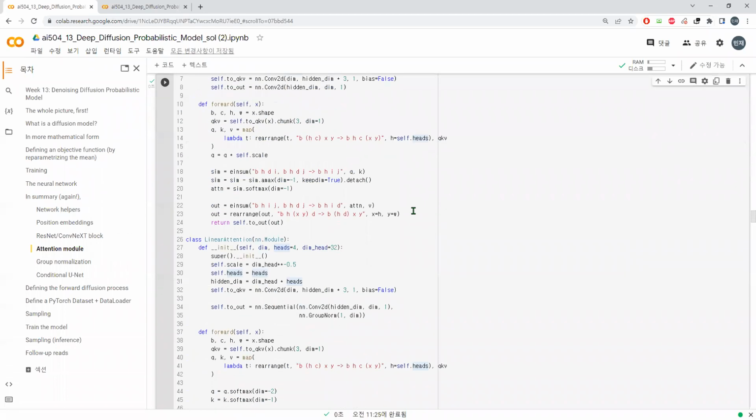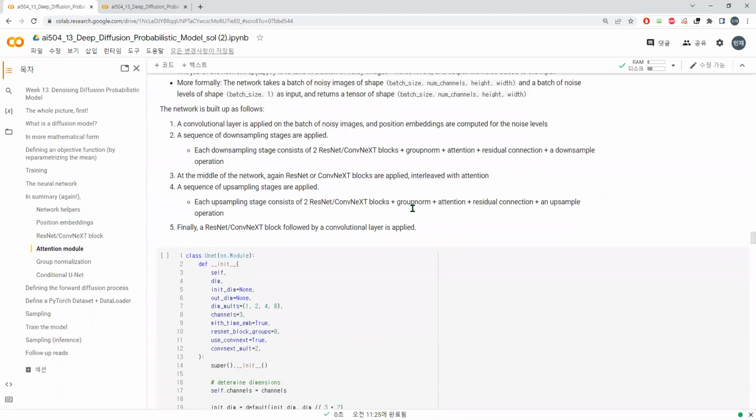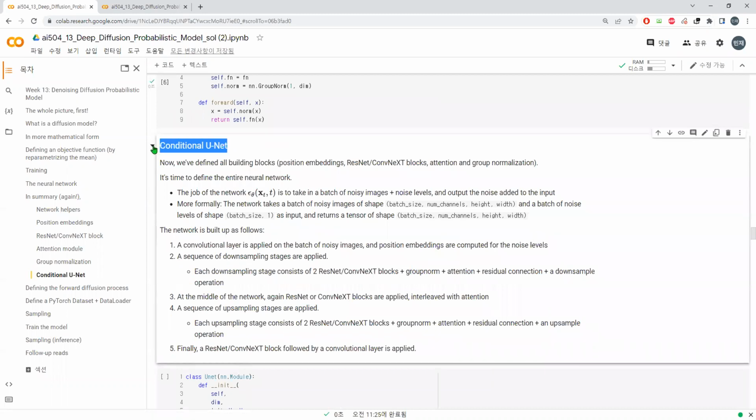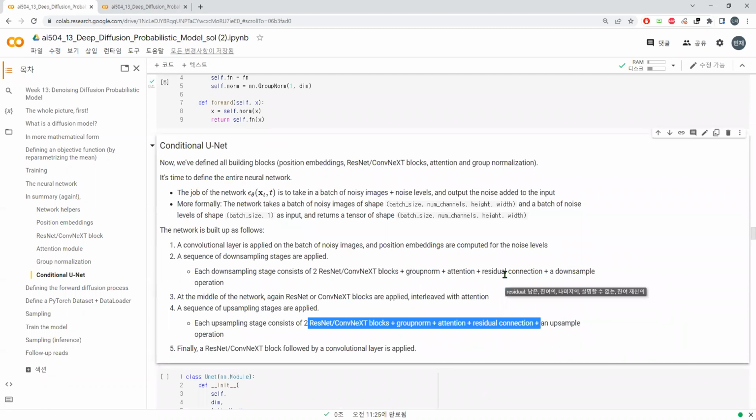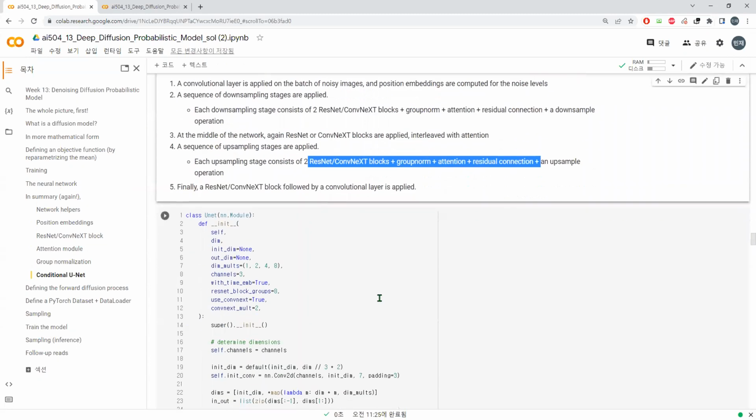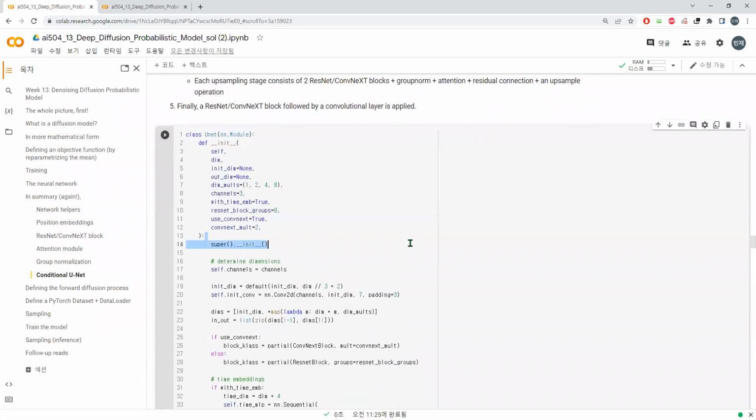So this is the conditional UNet built with the building blocks: ResNet, ConvNeXt, and attention module. Yeah, ResNet, ConvNeXt, group normalization, attention module, residual connection, upsampling operations, that you already built. Okay. So define the class just by running it.